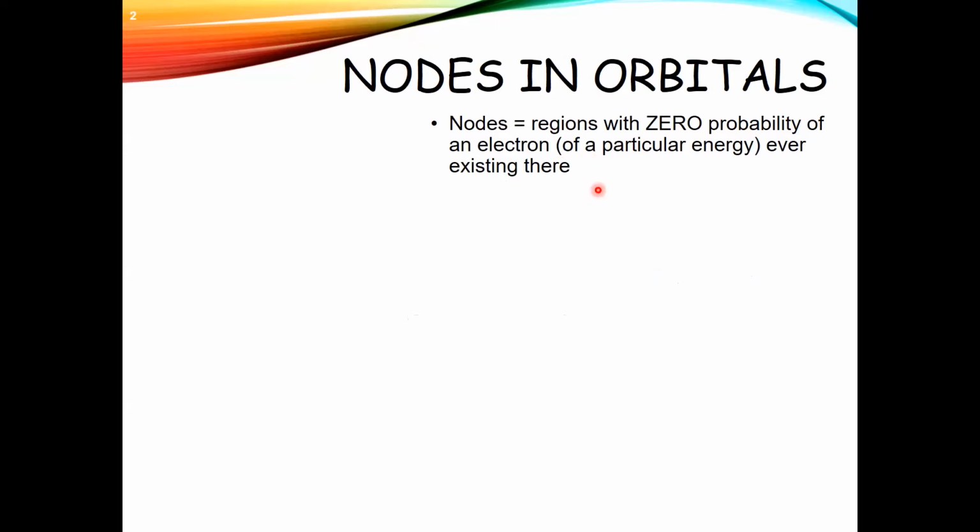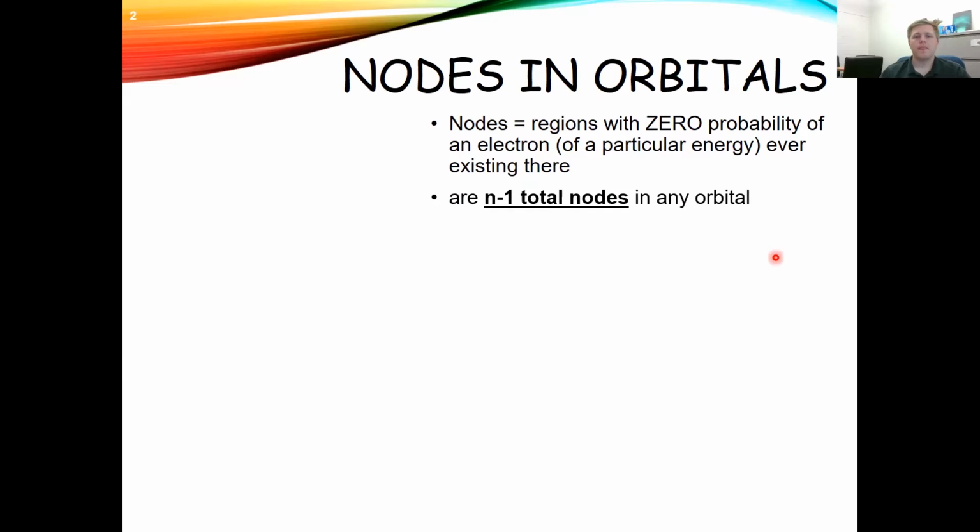And when we say zero probability of an electron, we mean an electron in a specific orbital or at a particular energy. For each orbital, there is n minus 1 total nodes. So if you're at an n equals 3 primary quantum number, then you're going to have 3 minus 1, or 2 total nodes. And we'll talk about that a lot. And there are two types of nodes.